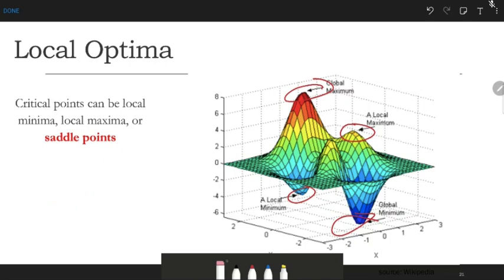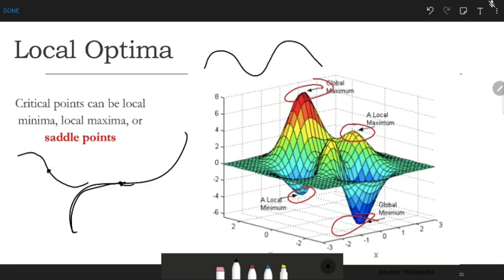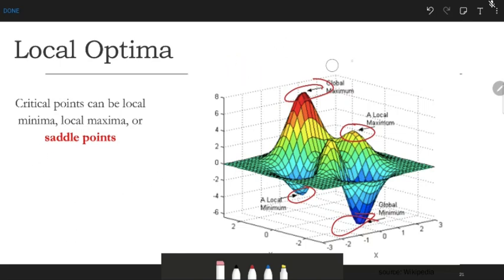A saddle point is somewhere in between. We'll get something like this. It's concave on one side and convex on the other side. It can be like this. Even in the sin x graph, we have points of inflection. Somewhere over here, it's concave at one point and suddenly it becomes convex. So wherever the convexity or concavity changes, there you will have the saddle points.